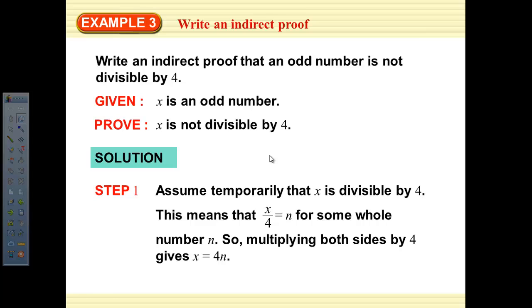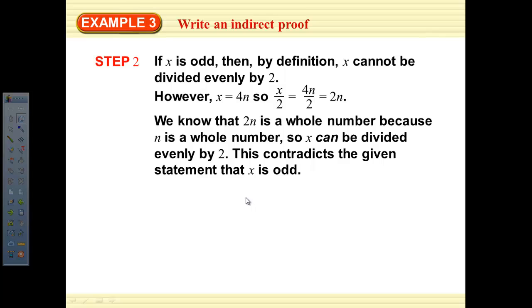So in this case, if we assume that x is divisible by 4, that's the opposite of what we're trying to prove. If we go backwards, first of all, we know that x over 4 is equal to some whole number n, and if we multiply both sides by 4, we get x equals 4n. Now what we're going to do is show that x cannot be an odd number and an even number at the same time. So if x is odd, then it can't be divided by 2.